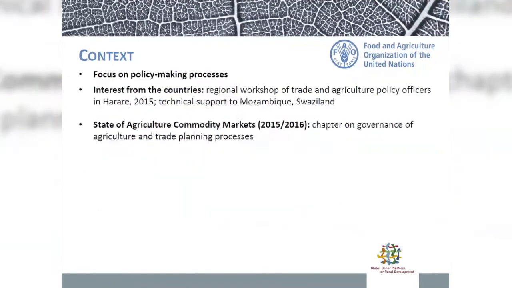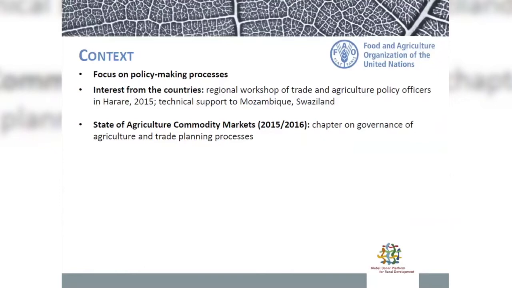And if we can move to the next slide, even before my time in FAO, a workshop was held in Harare in 2015, a regional workshop for Eastern and Southern Africa with the participation of government officials from ministries of agriculture and trade from the countries, but also the regional economic communities and, of course, the FAO country offices. It was a very big workshop that discussed exactly this, the policy incoherence between trade and agriculture. And we saw at the time a very big, strong interest from the countries in this discussion.